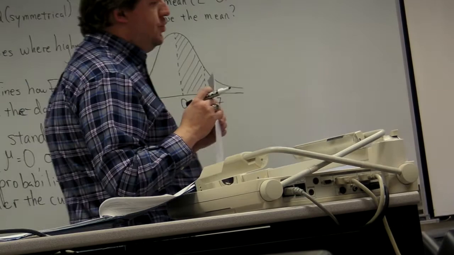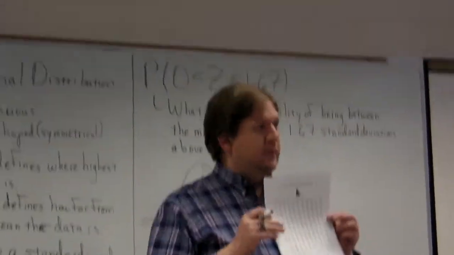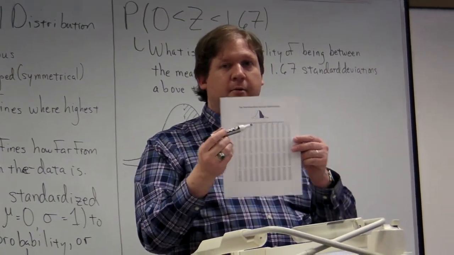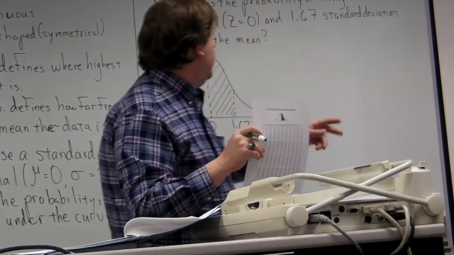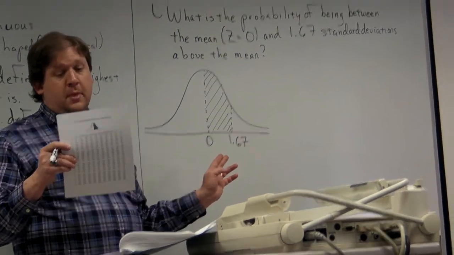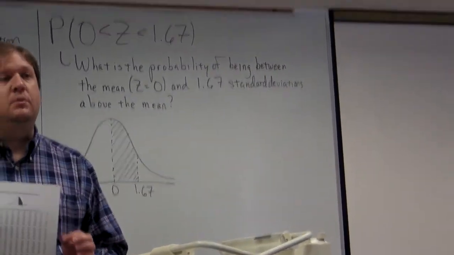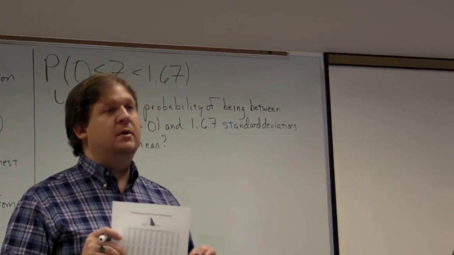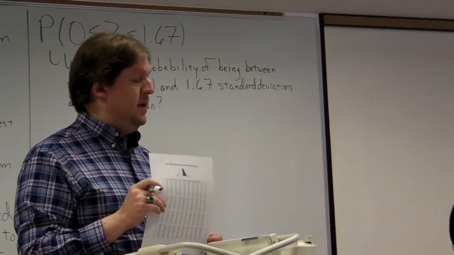If you look at your chart here, if you're online on Blackboard, you have the Z chart, and it has a little picture for you right here. If you look at that picture and this picture, they pretty much look the same. What the chart gives you is the probability of being between the mean of 0 and so many standard deviations above the mean.